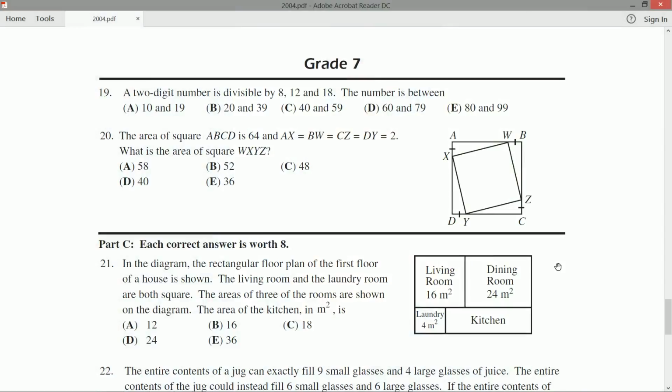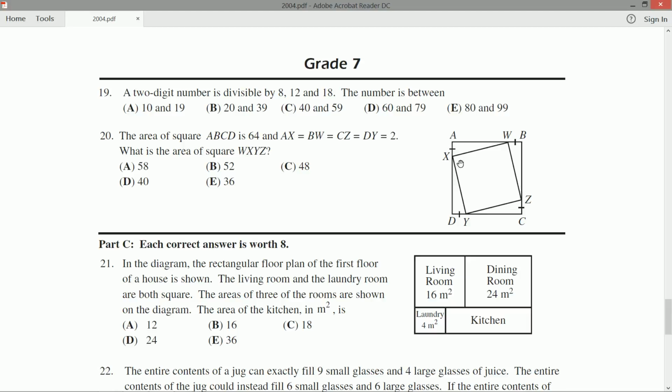Okay, so question 20. The area of square ABCD, which is the one we have shown here, is 64. And AX is equal to BW is equal to CZ is equal to DY, and all of these lengths are 2. What is the area of square WXYZ? This smaller square made by connecting these points that are pushed a little further in on the sides. So we have 58, 52, 48, 40, and 36. Alright, well they're all less than 64, so they're all certainly possible.